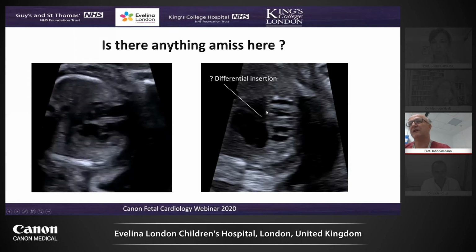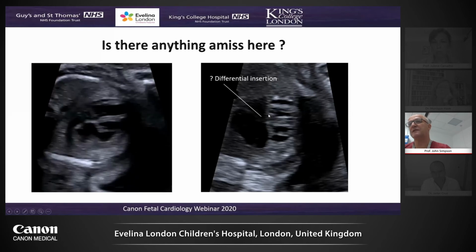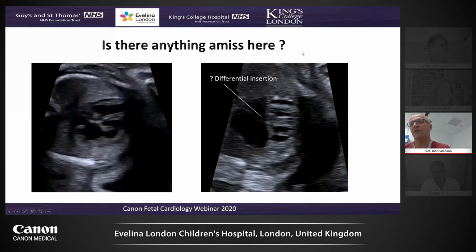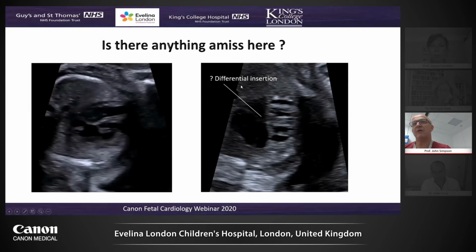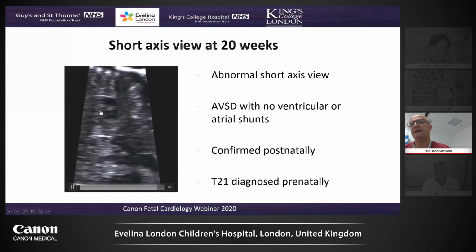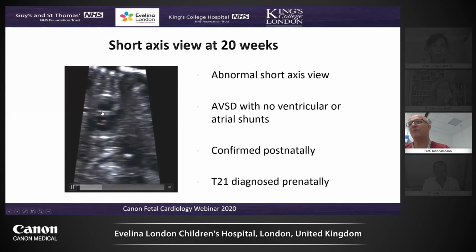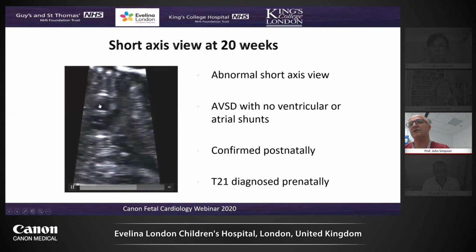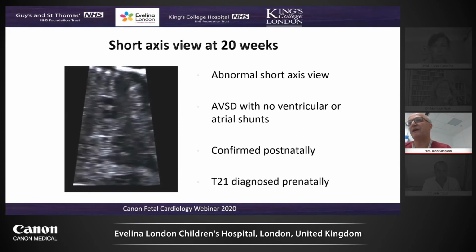In other views, we queried the differential insertion, so the tricuspid and mitral valves, as we thought, are on the same level. But when you look at this in short axis, this is the same fetus as I showed you with the apparently normal view. There is not a normal mitral valve. There's the anatomy of an AVSD. So this is an example where there is an AVSD with no ventricular or atrial shunts.